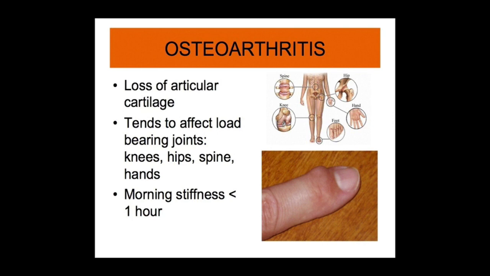Now, there are a few characteristics that differentiate it from the other arthritides, one of which is morning stiffness. Classically, patients with osteoarthritis get morning stiffness which lasts for less than an hour. So as they wake up, they appear very stiff. Once they start to move around, the joints will effectively loosen and the stiffness will disappear.